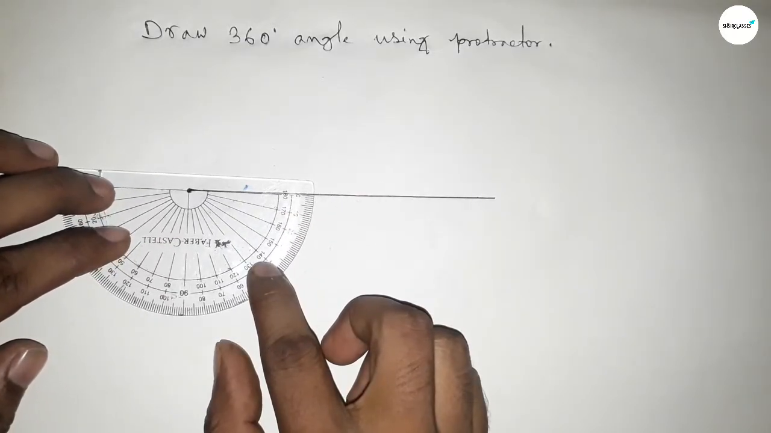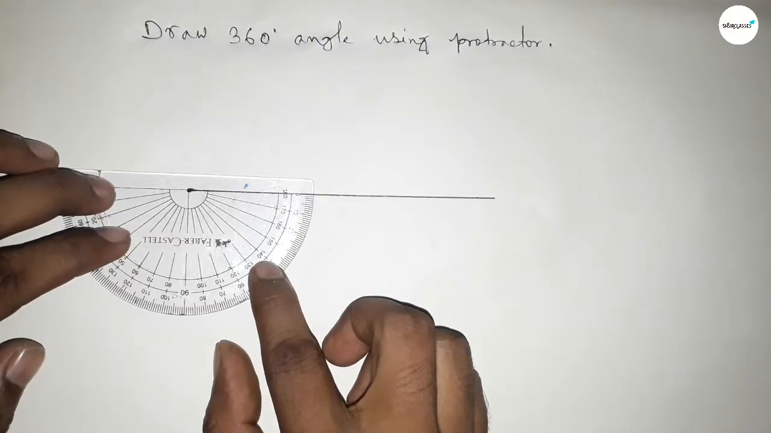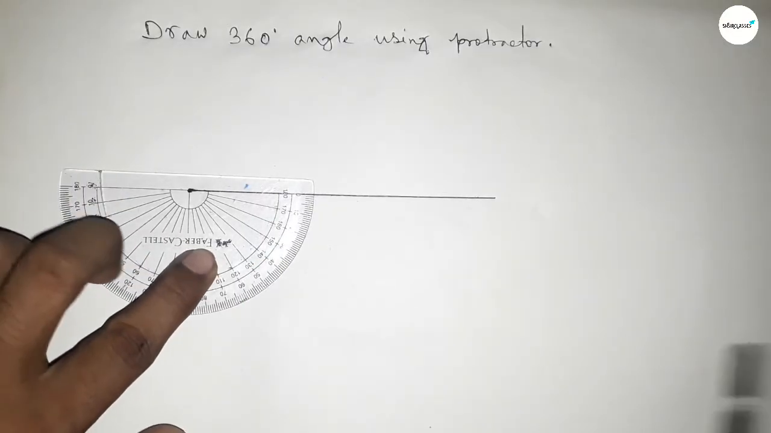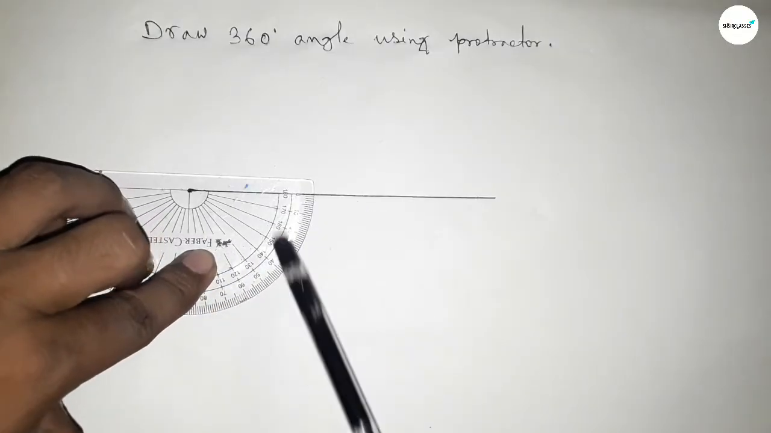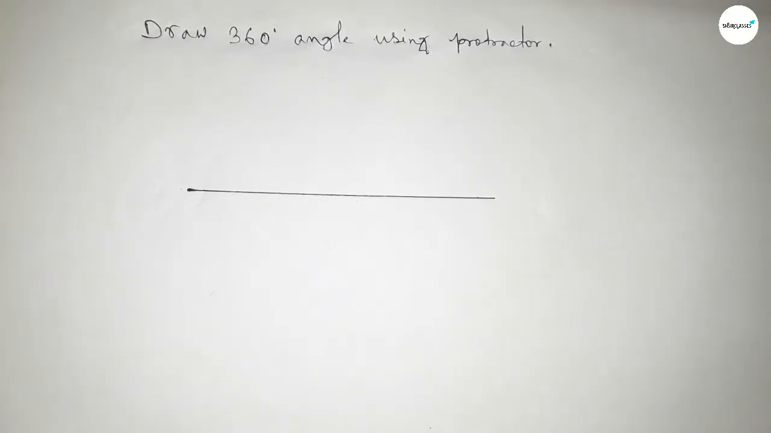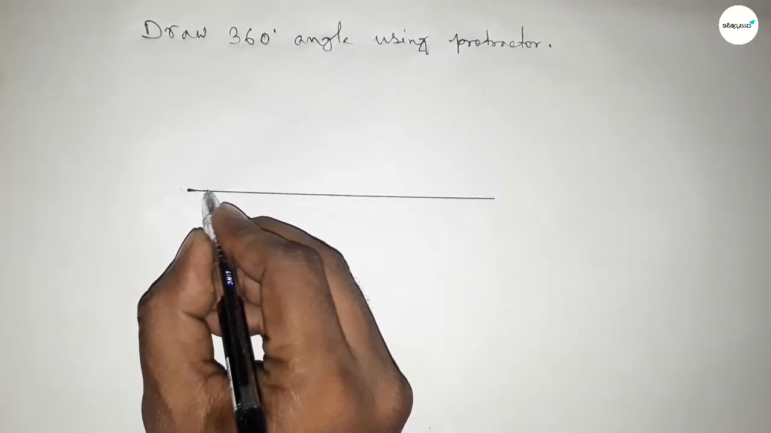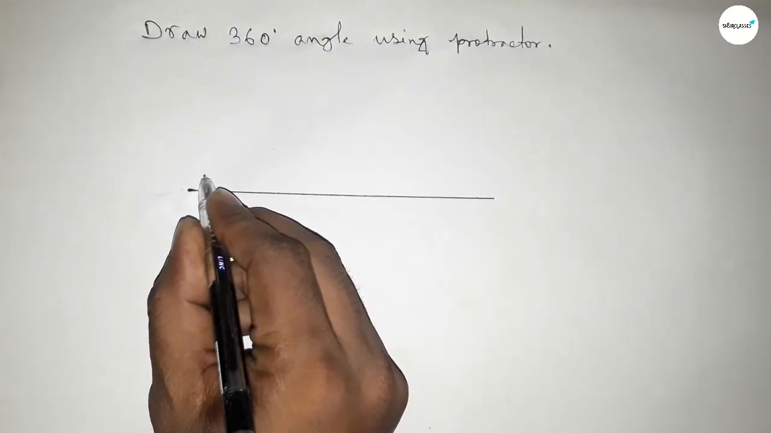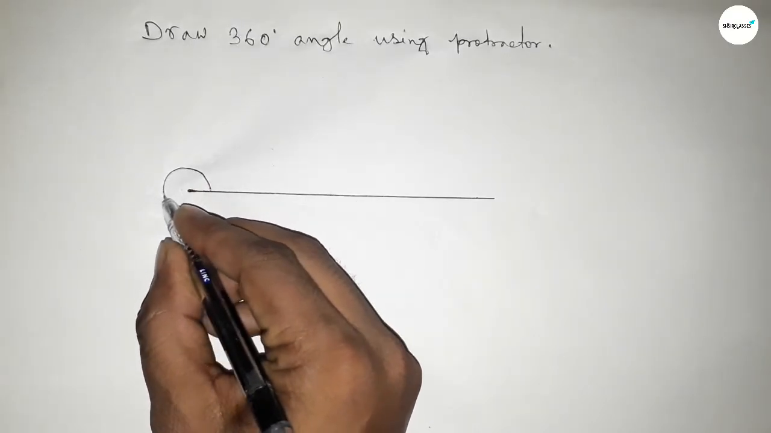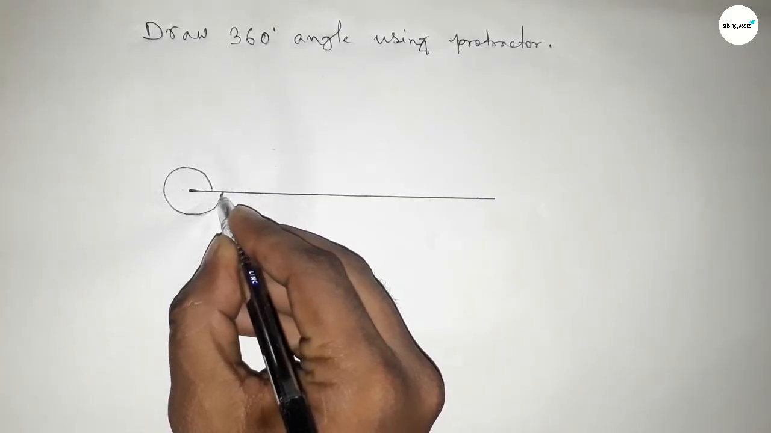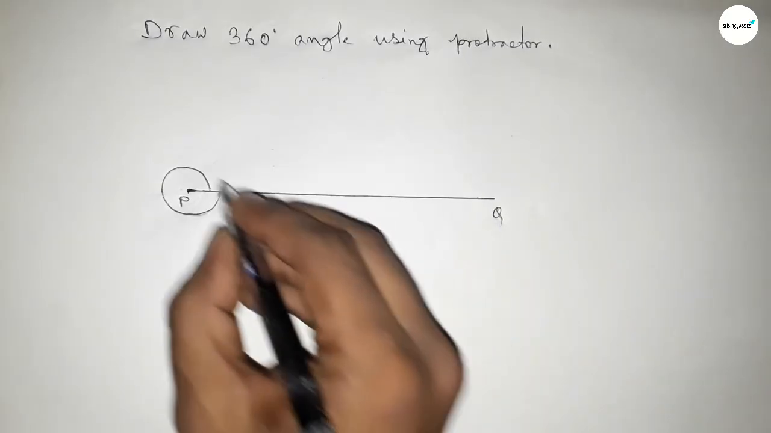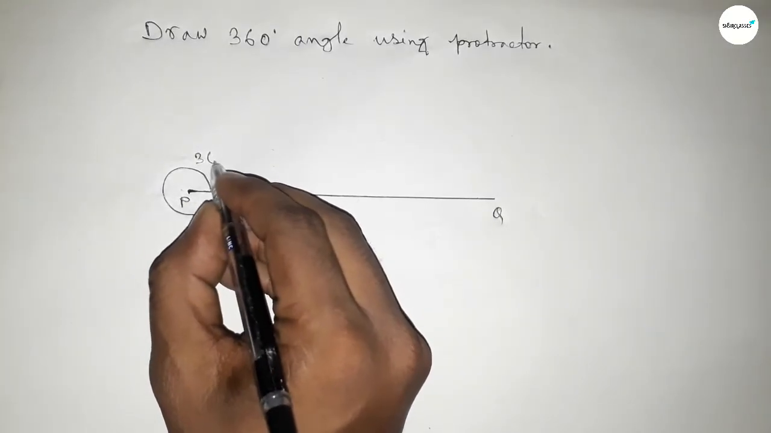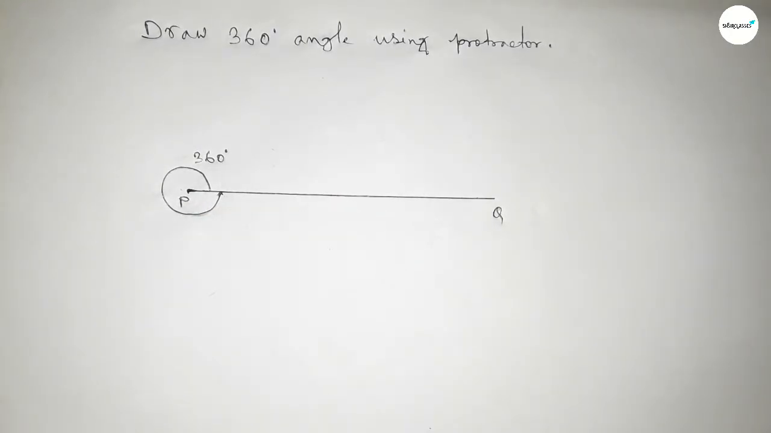Now put the protractor on the line perfectly, then count the angle. So this is up to 180-degree angle and this is up to 180-degree angle. So by adding 180-degree plus 180-degree, we can get a 360-degree angle. So this is the 360-degree angle, and this is PQR, and this is angle 360-degree.